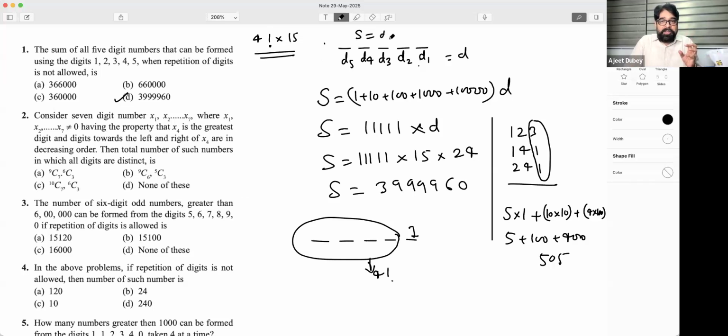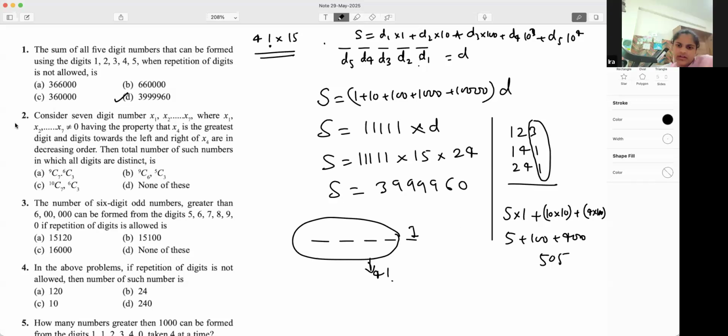S equal to D1 into 1 plus D2 into 10 plus D3 into 100 plus D4 into 10 power 3 plus D5 into 10 power 4. So D1, D2, D3 are common, same. I can take common, so this value will come. And D value is this much. I can put it and get the answer. I hope it's clear. Yes, so now it's clear.